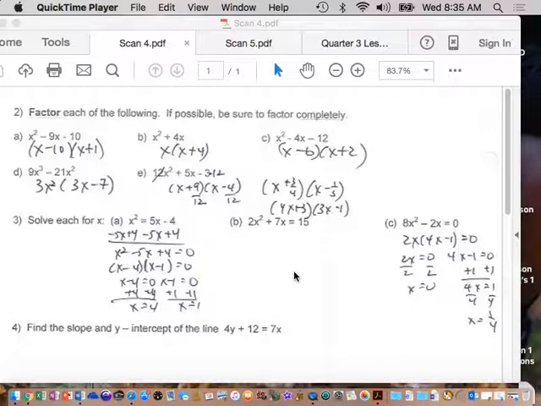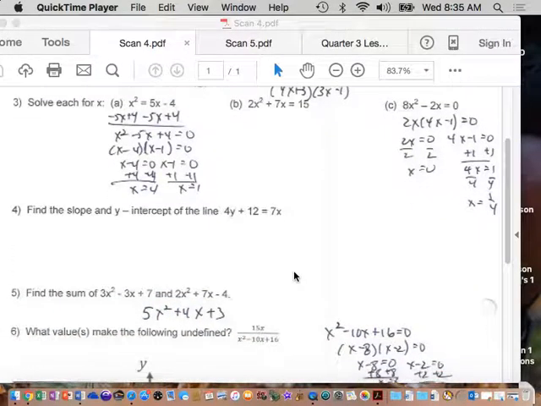Let's first take a look at the answers to number 2. Are there any questions about number 2, any of the ones there? Look good? All right, what about number 3?